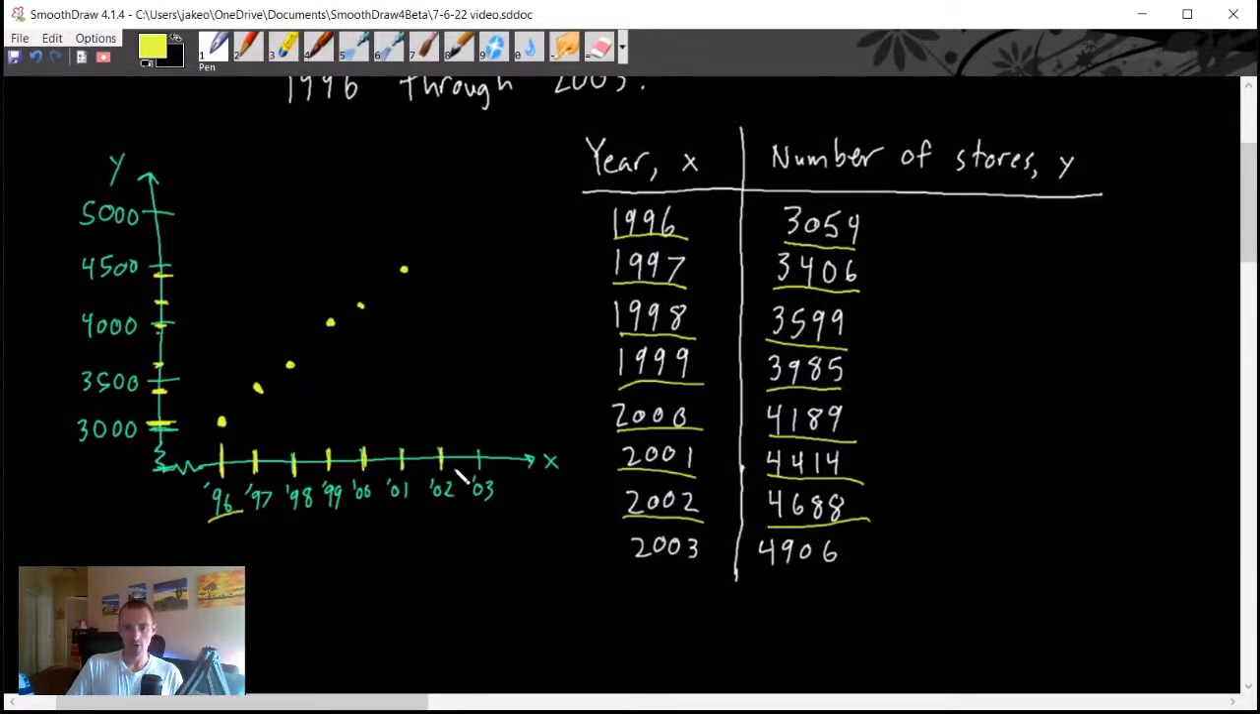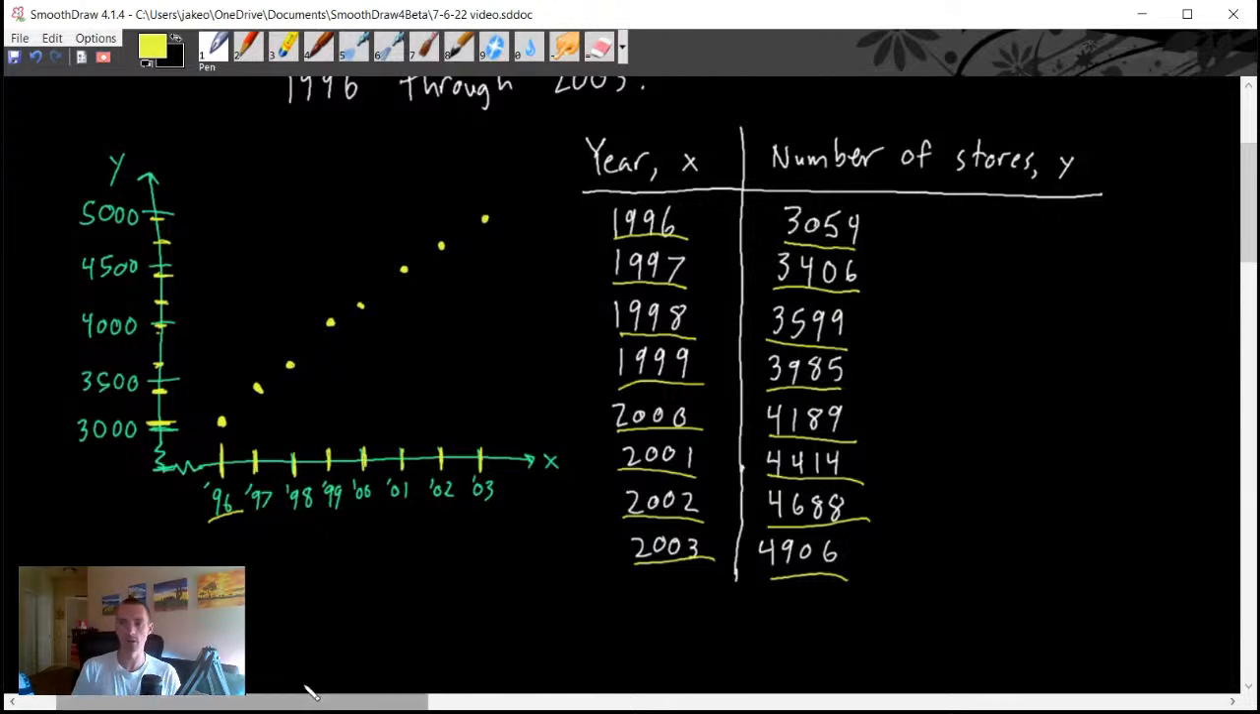2002 is going to be right here, and then 4688 is going to be a little bit above 4,500, obviously a decent amount below 5,000, so below halfway, so probably right about here, and then up from there, so we're going to be right about there. And then 2003, 4906. 2003 is here. 4906 is pretty close to 5,000, not quite there though. So probably right about there.